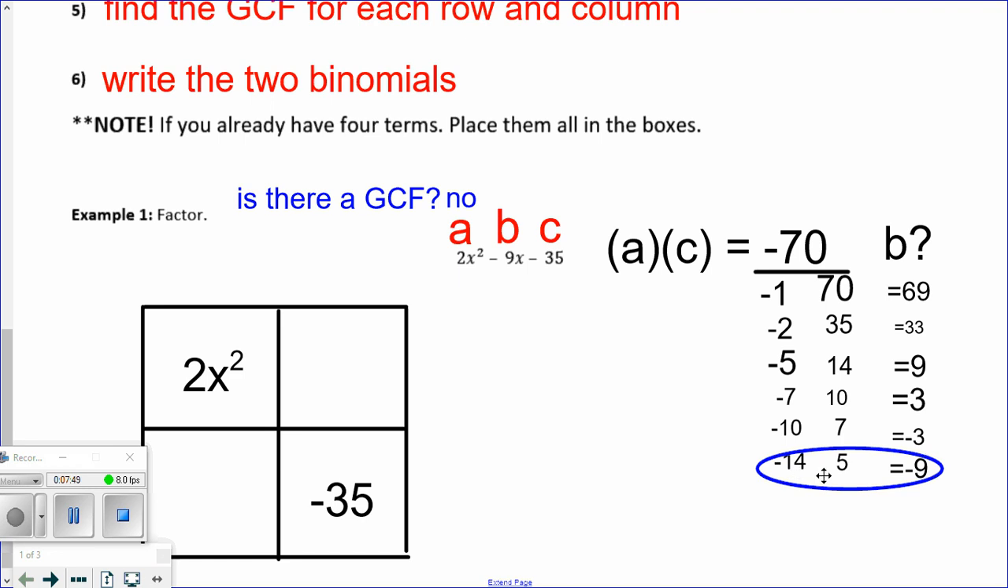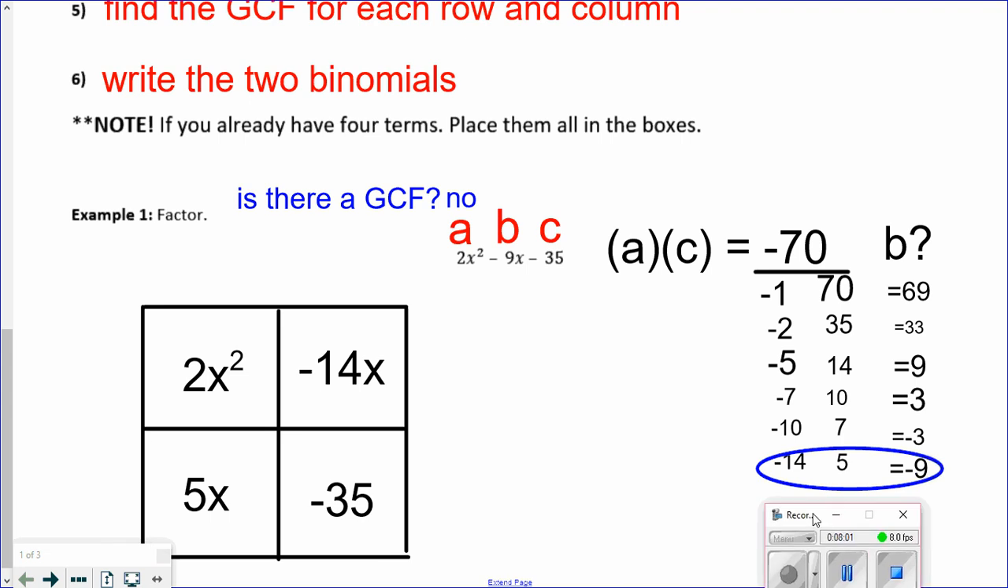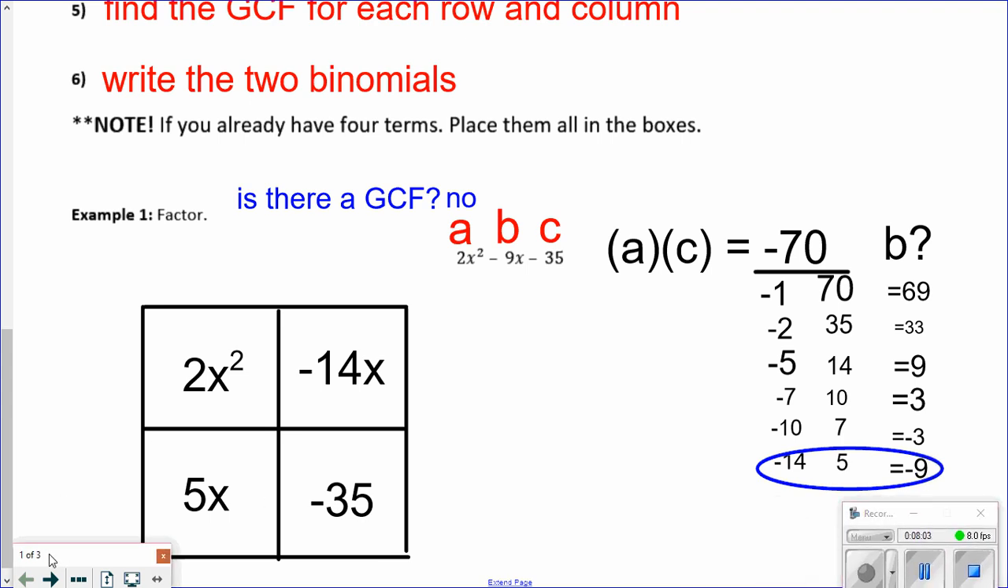Now I'm going to take these two numbers and fill in these missing boxes, but with a single x with them as well. So negative 14x and 5x. Now that I have those, I've got a lot of things happening over here. Now I'm going to find the GCF to put on top and on the sides for each one.